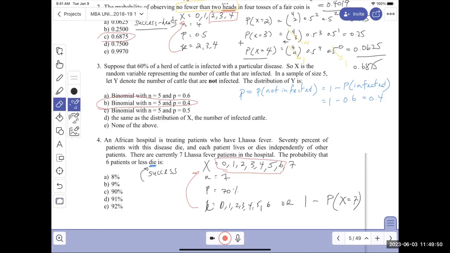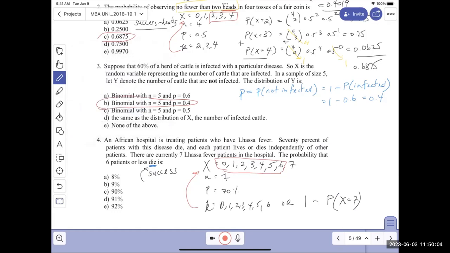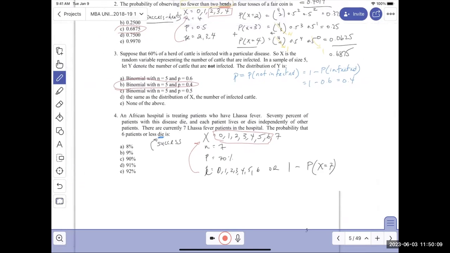Because there are some calculations that you have to do, don't lose sight of your goal. Some people get tired of doing one thing and they have to do the other part. So if this is my formula, 1 minus probability X equals 7, don't forget the 1.